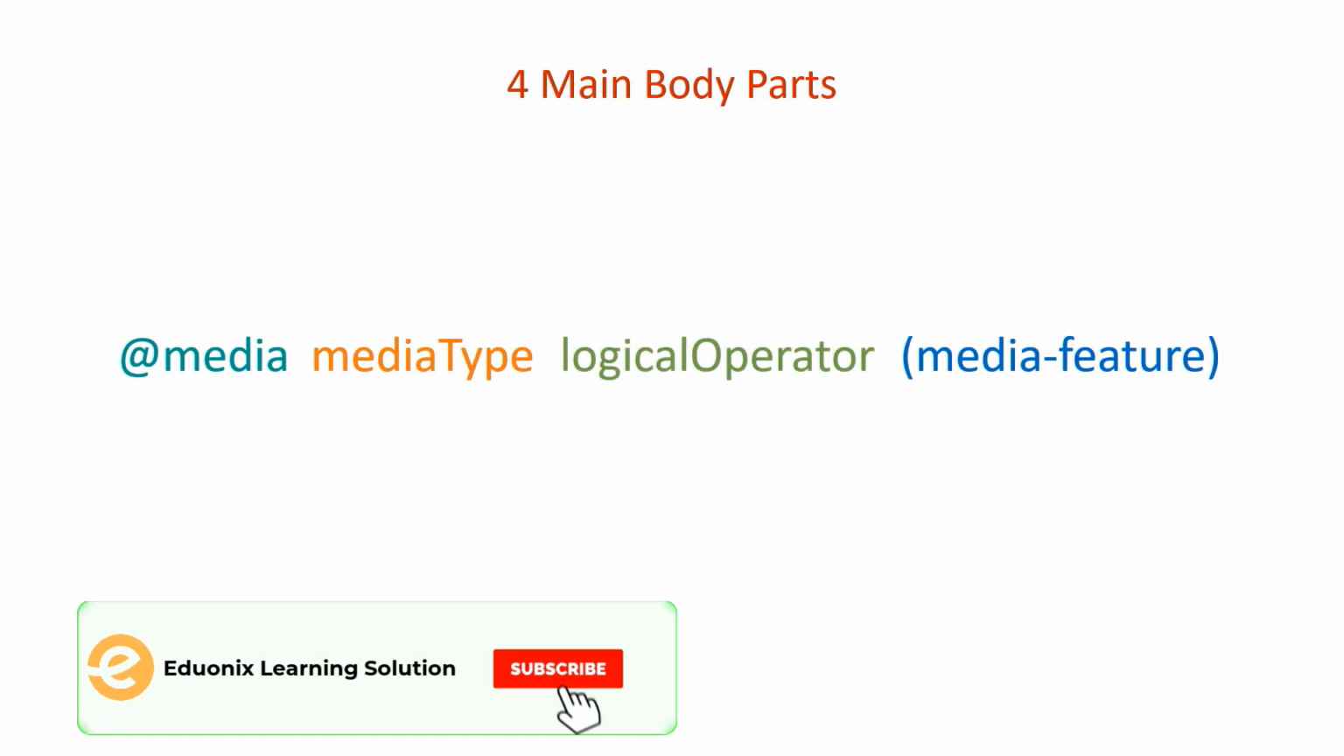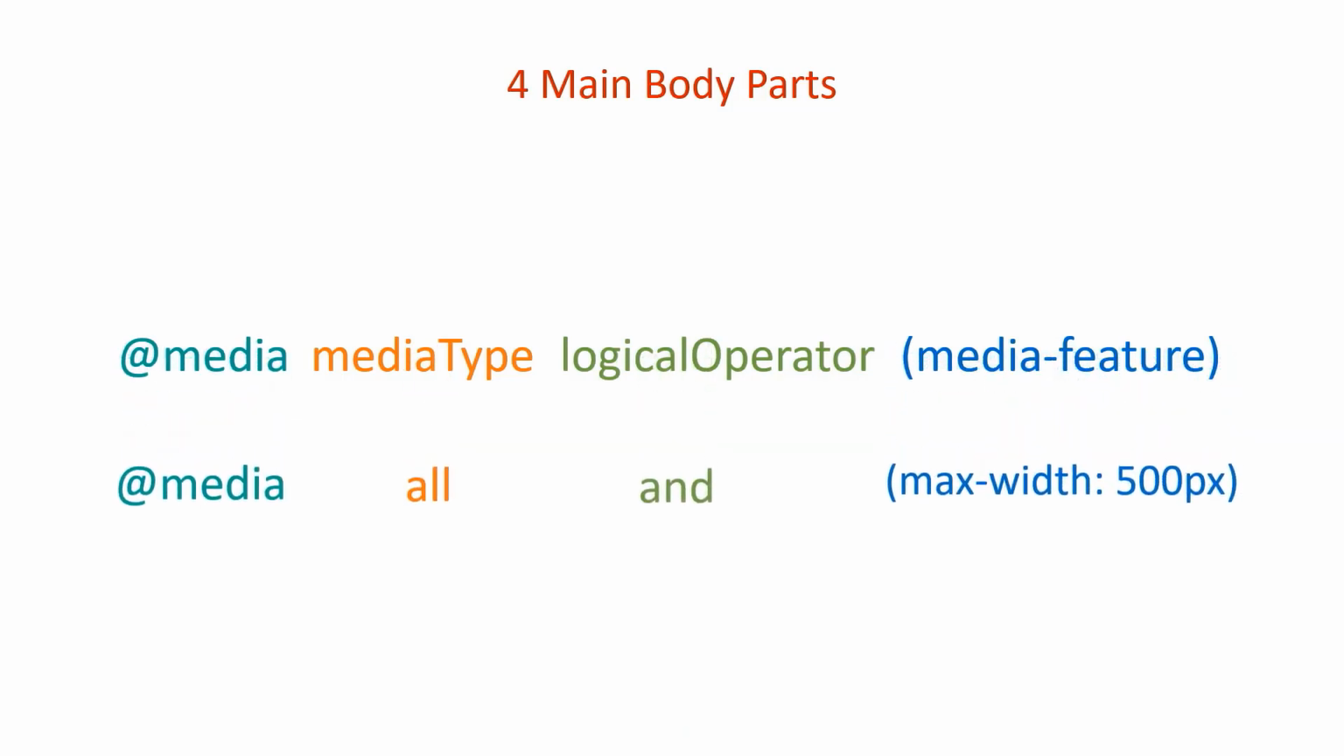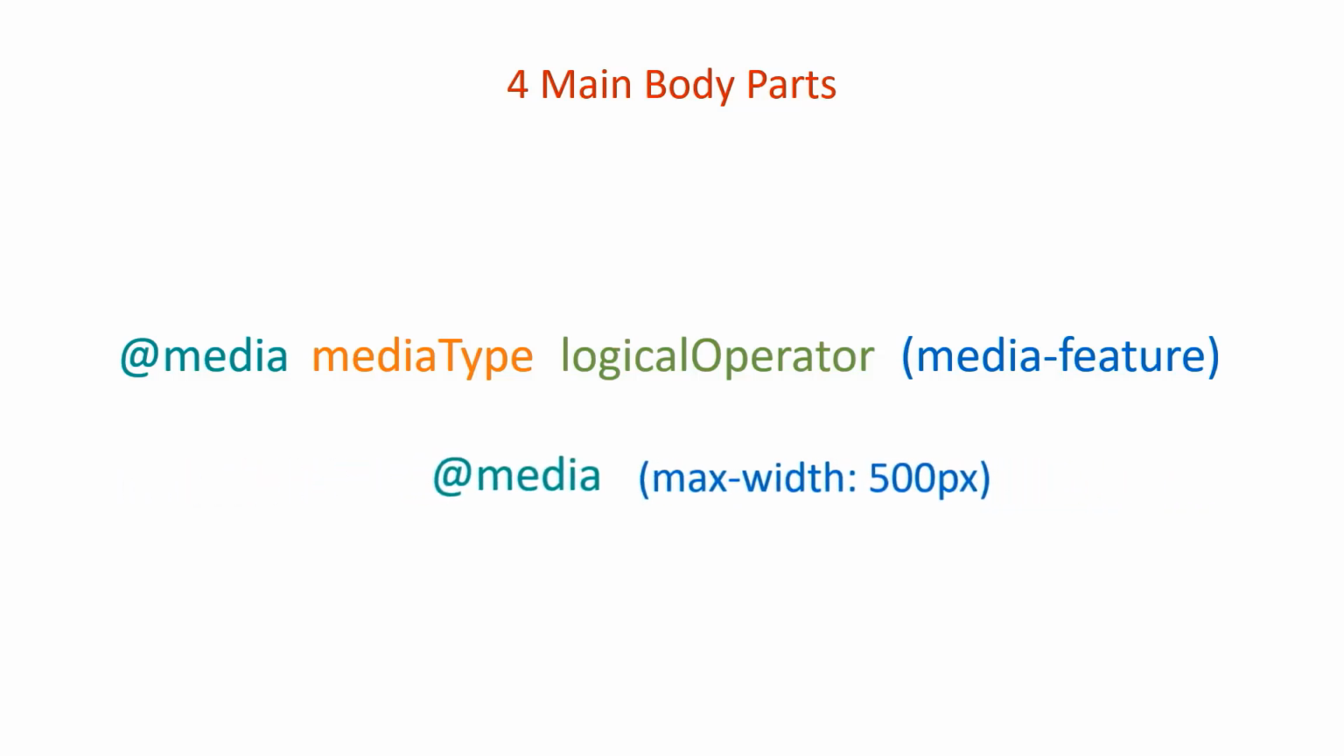So this is the syntax of a media query, and if we had to write an example following each parameter, then this is something how we would do it. We've got the constant @media keyword, then we've written for the media type all, the logical operator is and, and the media feature we're checking is max-width, if it is 500 pixels. We could also do an alternative where we write @media and then the media feature. This would also run, and if you have not mentioned the media type and logical operator, it defaults to all media types and the logical operator is AND.